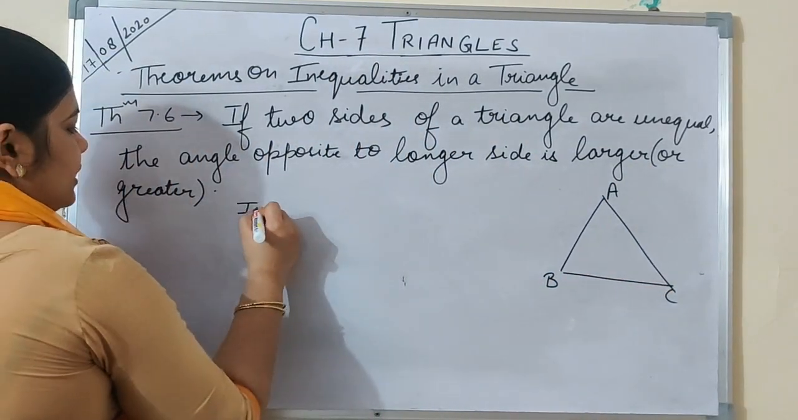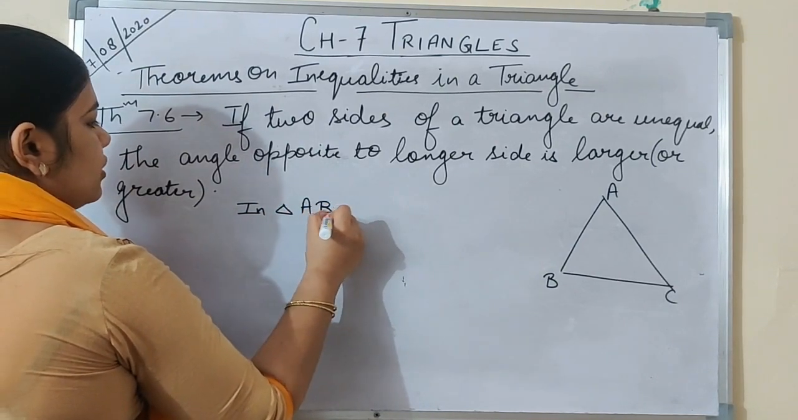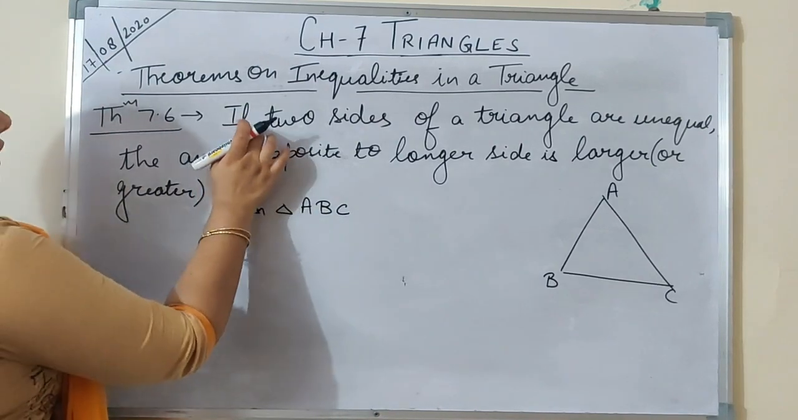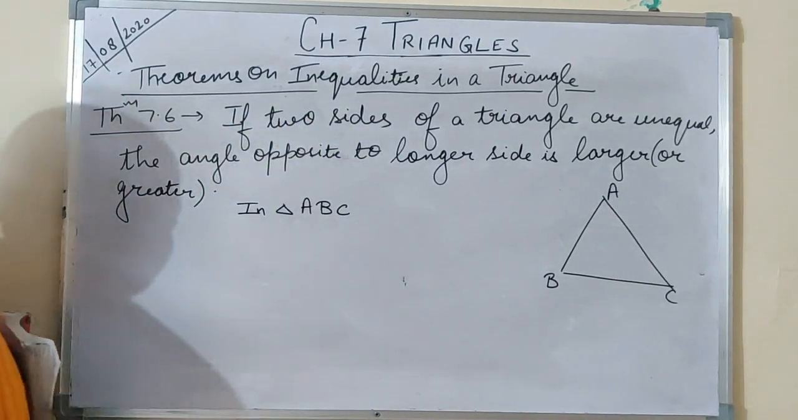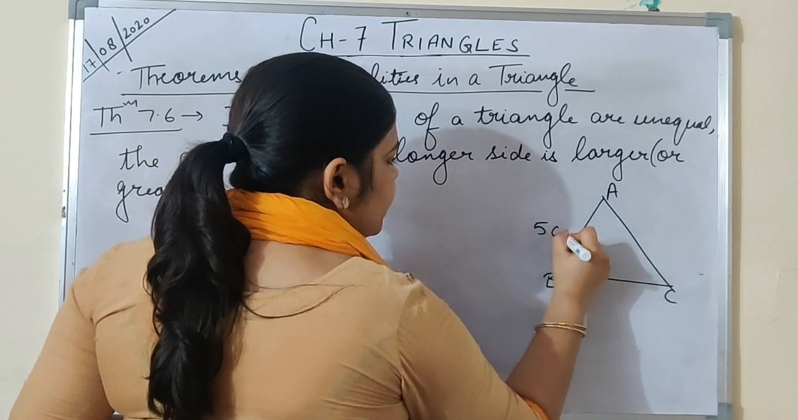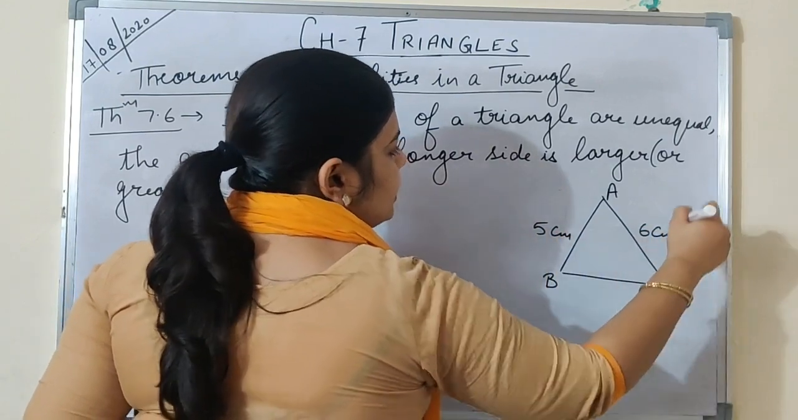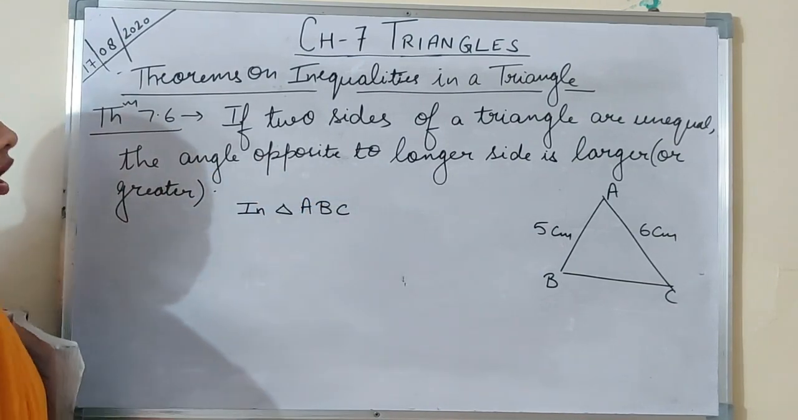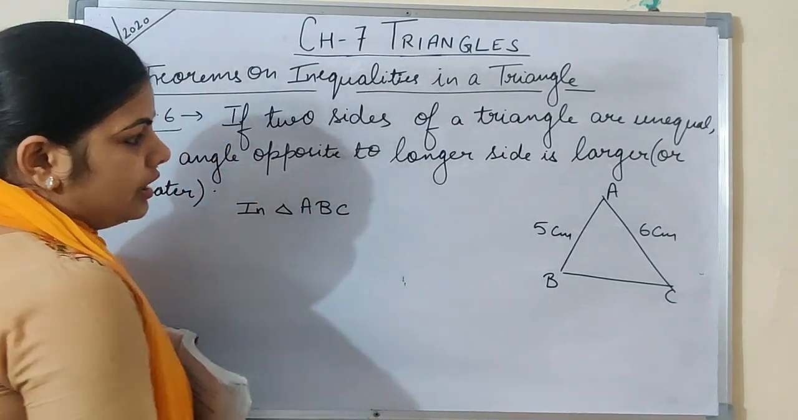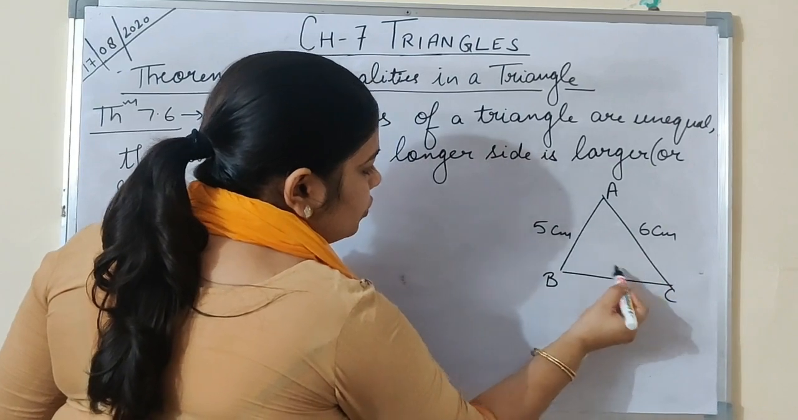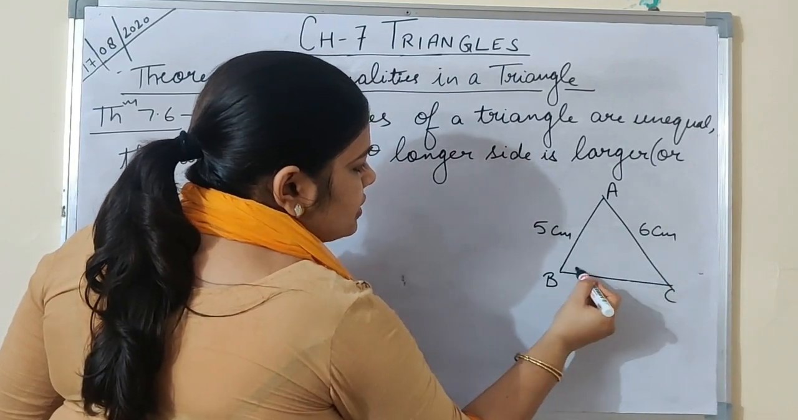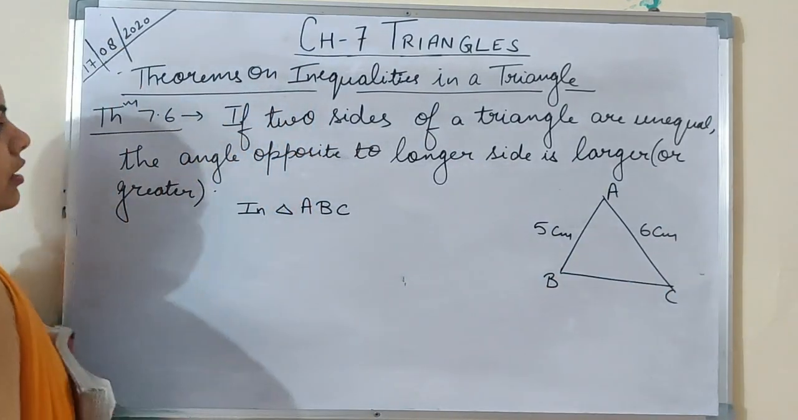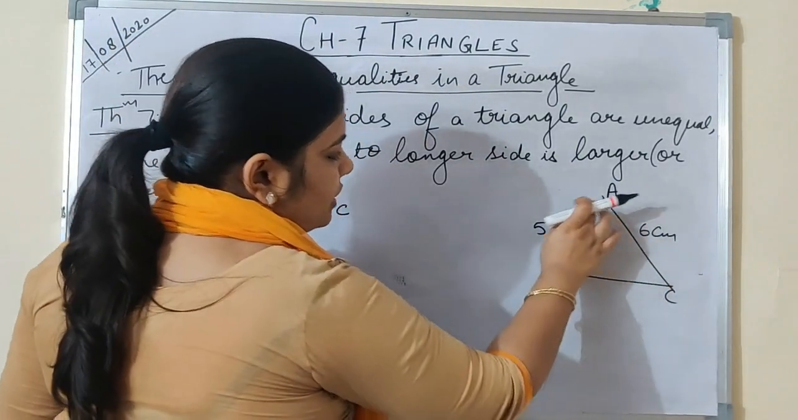So I'm writing here that in triangle ABC, it is given that if two sides of a triangle are unequal, that means if I take this as 5 centimeter and this as 6 centimeter, then the angle opposite to the longer side is larger. That means the angle opposite to the longer side is larger. You can see that AC is longer than AB.